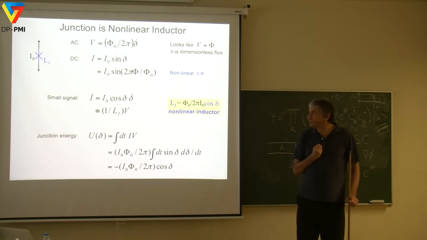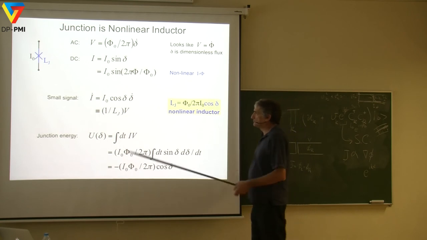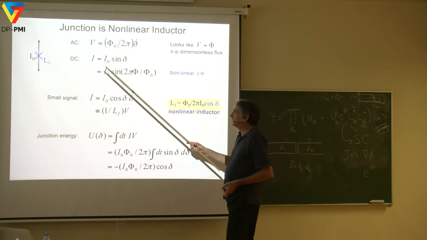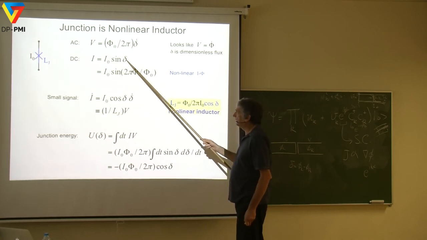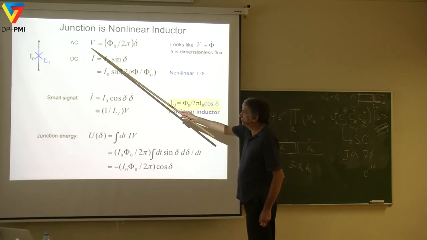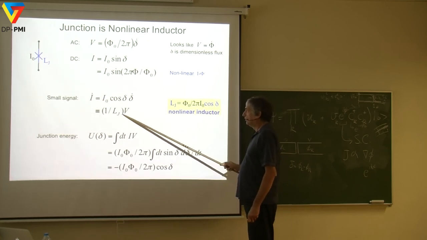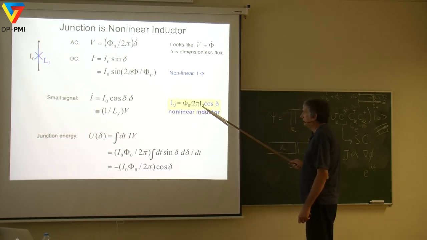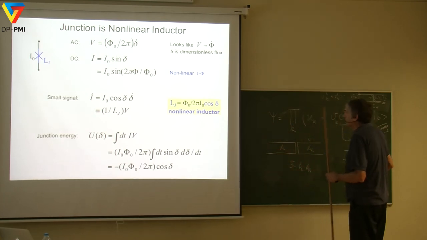Now, one of the ways to do this is to do a small signal analysis. What's the differential inductance? So I take the derivative of this, I dot equals I naught cosine delta, delta dot. And delta dot is proportional to voltage, so you have I dot is equal to V over this LJ, where LJ is phi naught over 2 pi I naught cosine delta. And again, that's a nonlinear inductance.